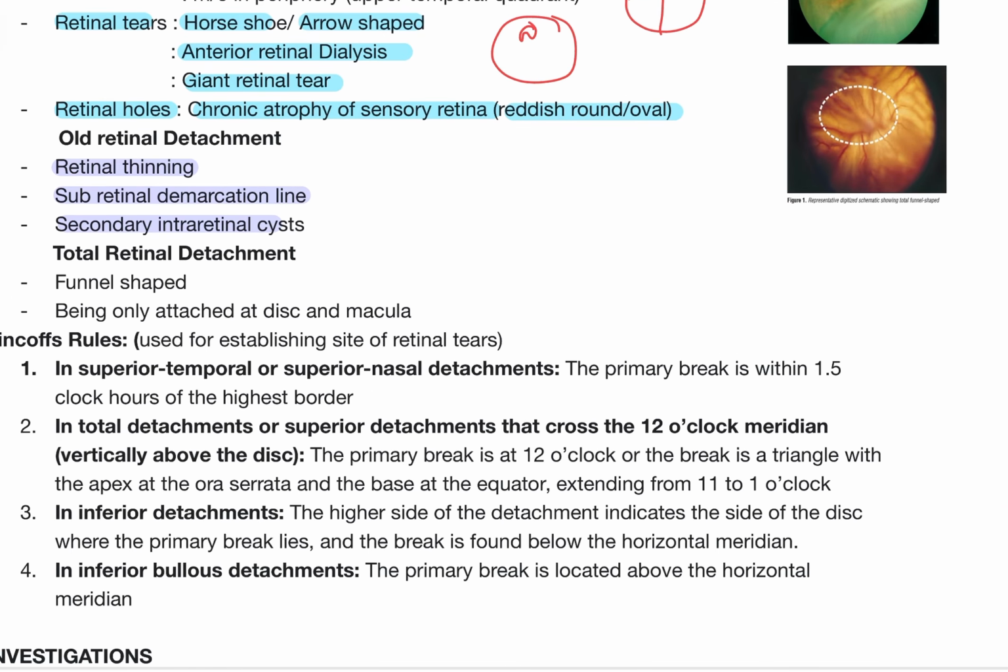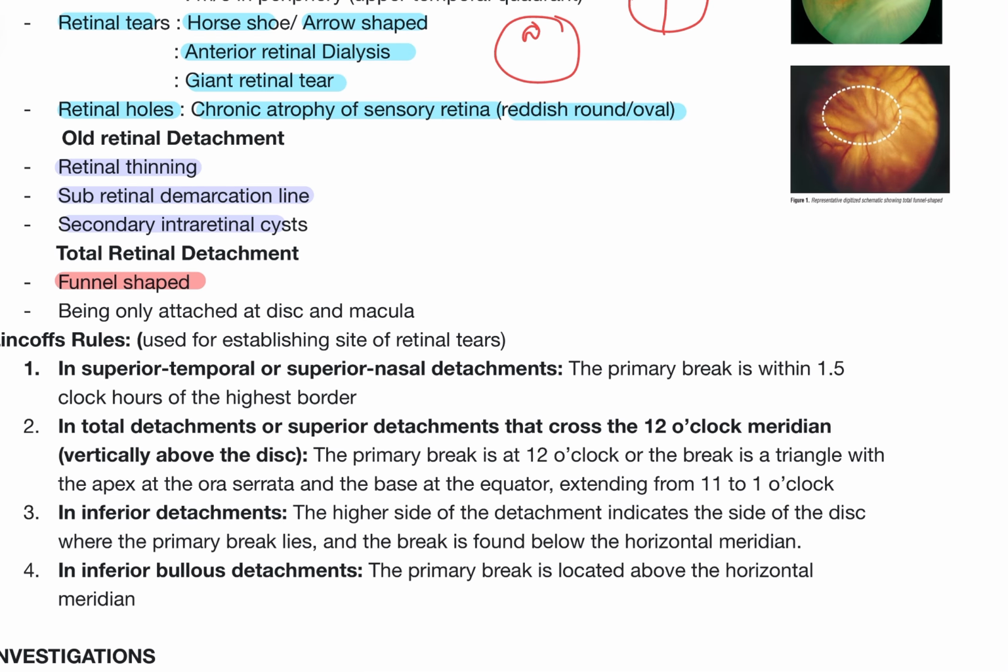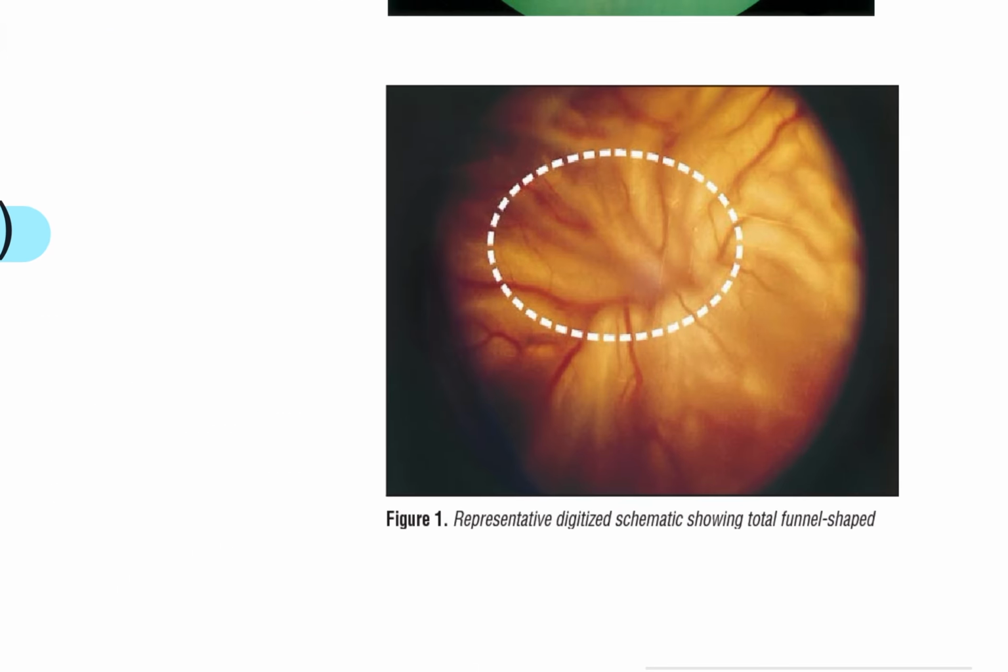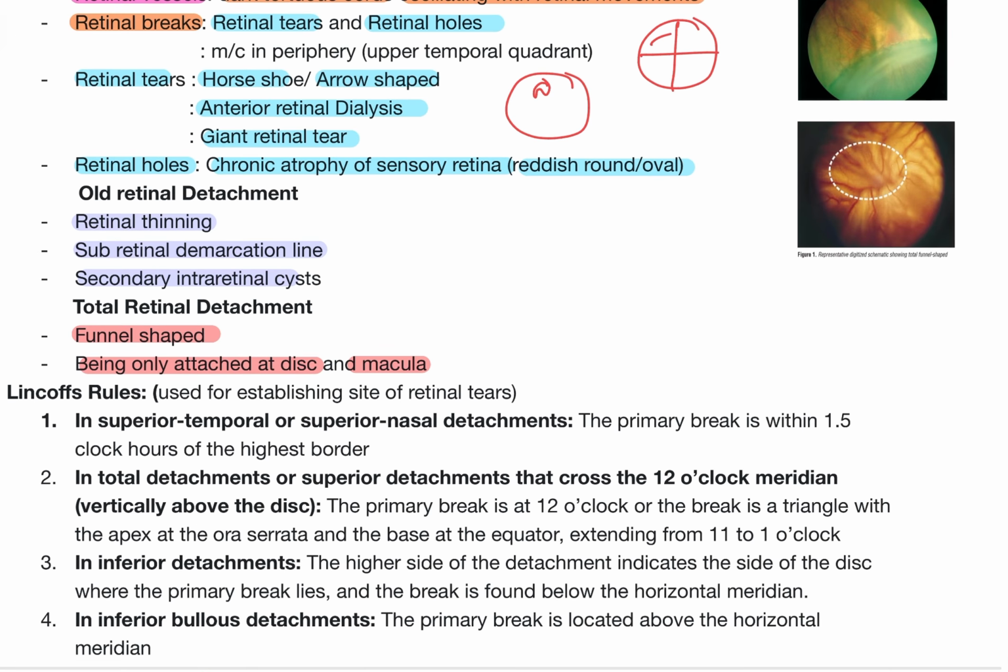Next is your total retinal detachment, which is really interesting. You'll see it is funnel shaped, being attached only at the disc and macula. How does it create a funnel shape? You can see here a funnel shaped retinal detachment. How does it happen? Let me explain.